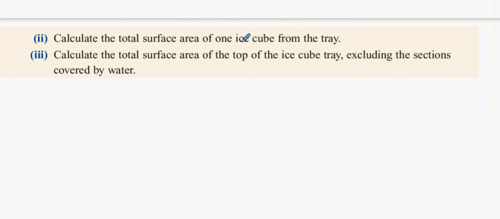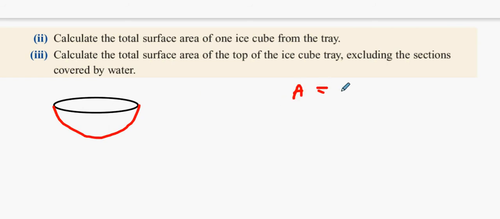Calculate the total surface area of one ice cube from the tray. What shape are the ice cubes again? And what did we agree is the formula for a hemisphere? We did it earlier. The curved surface area of a sphere is this much, so what do we do for this part here? 2 pi r squared, and what about the extra circle? Add them together.